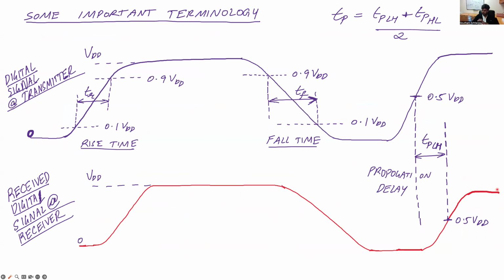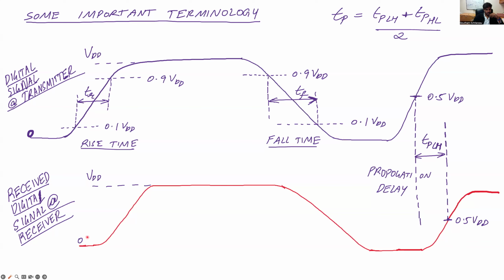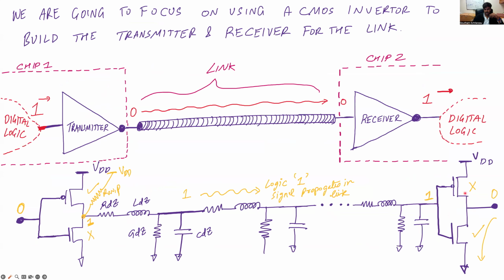Before we proceed, some important terminology about digital signaling. So let us say this is the actual signal that is transmitted. So this is the voltage fluctuation. This is the actual voltage that you would measure at, say, this terminal, which is the input terminal of inverter 1. And let's say this is the signal that is finally received at the output. So this red one would be the signal that's received at the output of the inverter in chip 2.